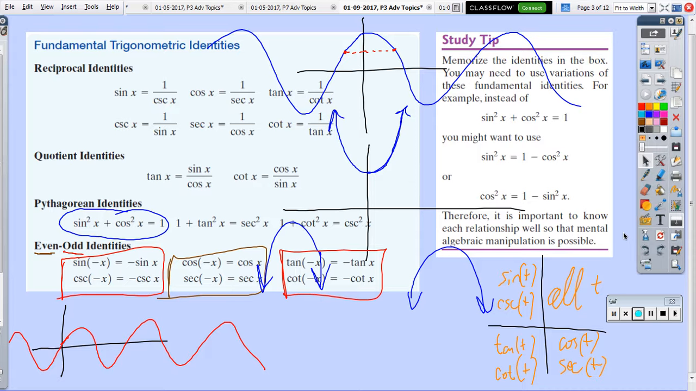But anyway, the big thing that you need to know is which are which. The way you can remember them is that cosine and secant are in the fourth quadrant here. Those are the even functions, where the cosine of negative x is simply cosine of x. The other ones produce the opposite. Sine of negative x equals negative sine of x, and so forth.